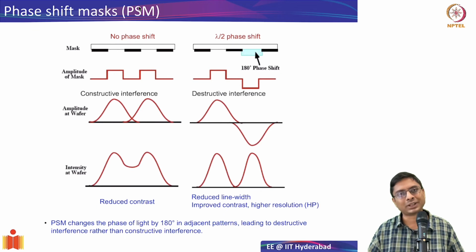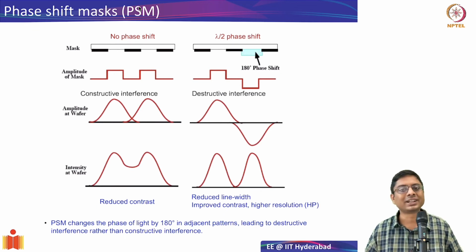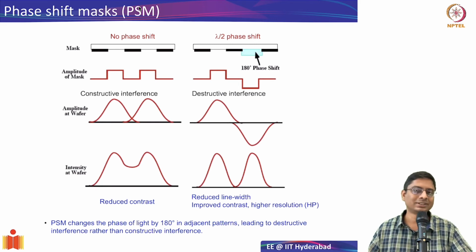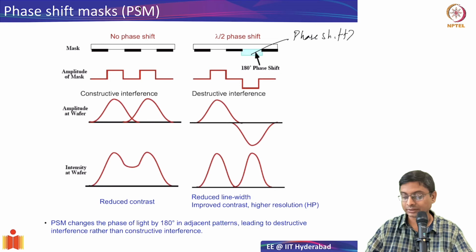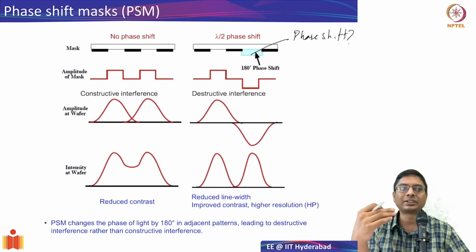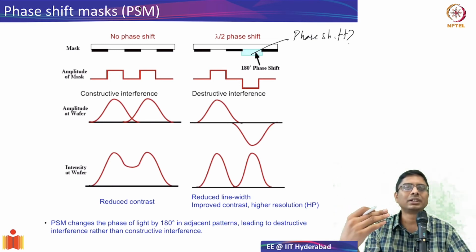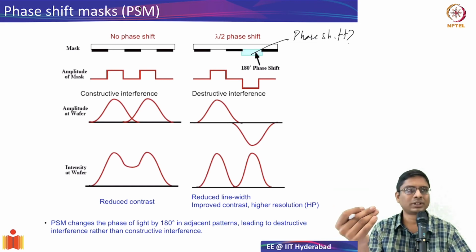So what can we do to avoid that? One of the interesting ideas that people have proposed is I'll introduce a phase shift in one of the adjacent structures. For example, I have two structures here. In one of them, I'll introduce a phase shift. How do I introduce a phase shift? We know that whenever light travels through a material, it undergoes a phase lag, right? So if it travels through a vacuum, what is the distance over which it acquires a phase of 2 pi?